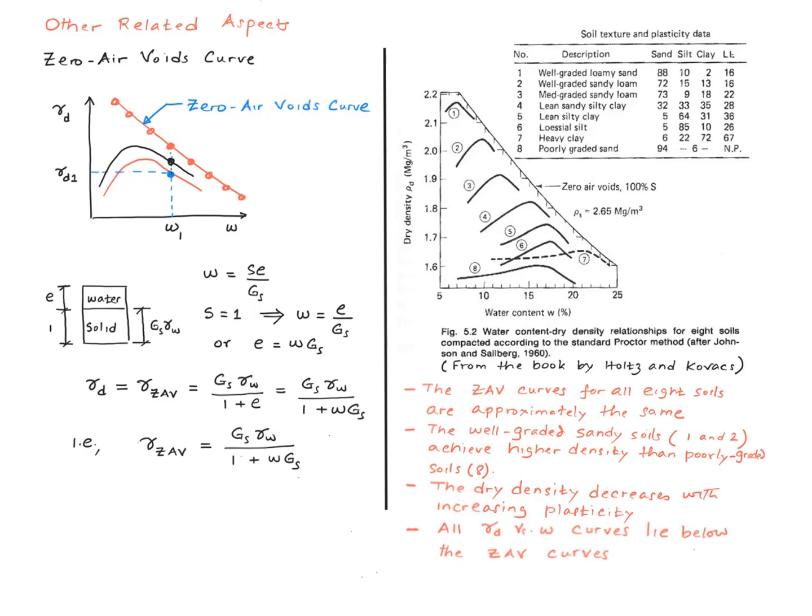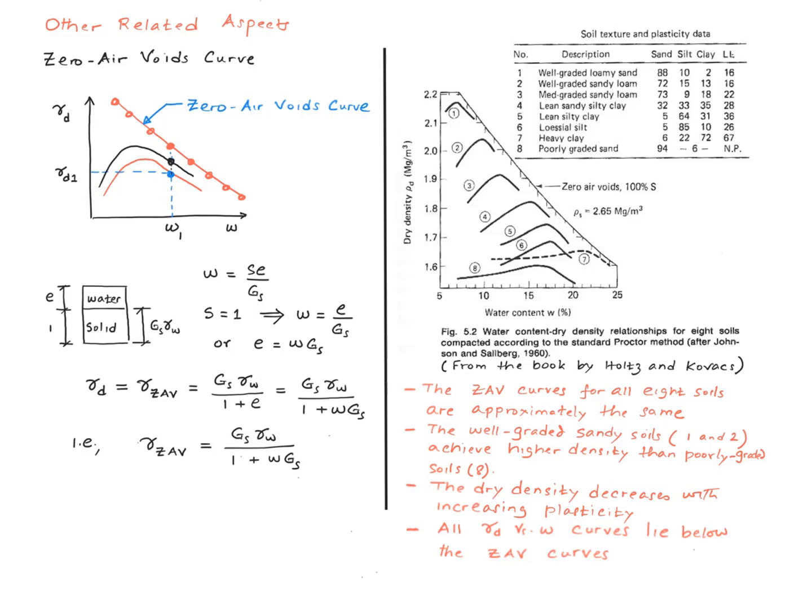Finally, as we would expect from these discussions, all compaction curves lie below the zero air voids curve. So these are basically the details of the theory of compaction. For a given compaction effort, there is a unique relationship between the dry density and the water content. As the compaction effort is varied, this relationship varies like shown in this picture. The curves associated with higher compaction efforts lie above the curves associated with lower compaction efforts.